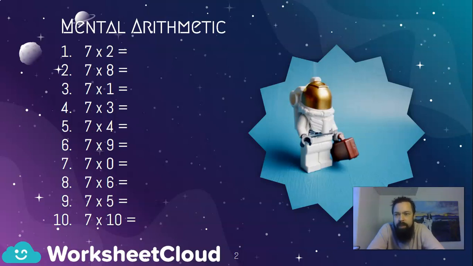That's time up. So we're going to mark them quickly, go through them just quickly. You can see it's the 7 times table. 7 times 2 is 14, 7 times 8 is 56, 7 times 1 is 7, 7 times 3 is 21, 7 times 4 is 28, 7 times 9 is 63, 7 times 0 is 0, 7 times 6 is 42, 7 times 5 is 35, 7 times 10 is 70.